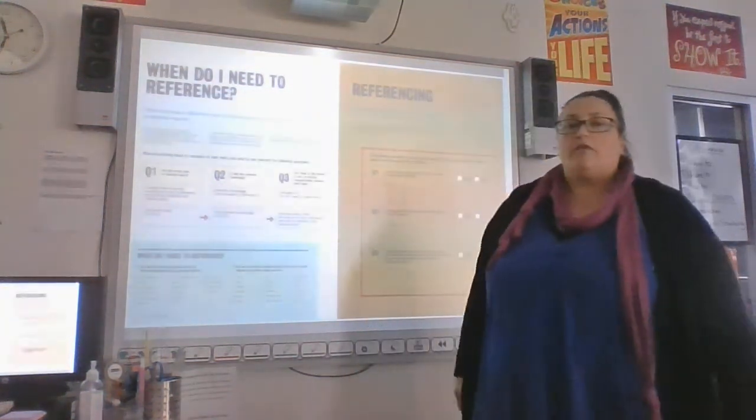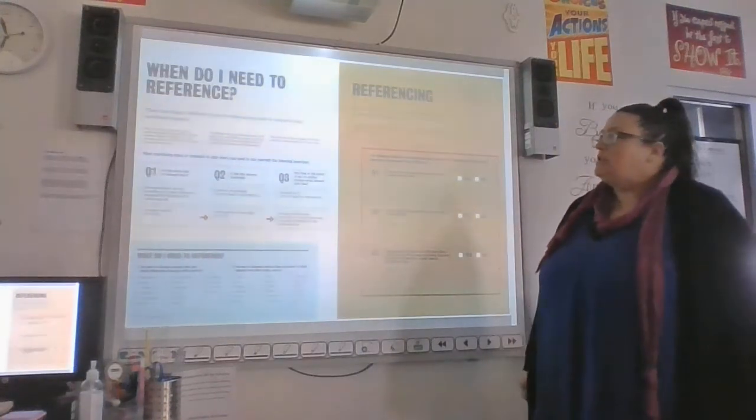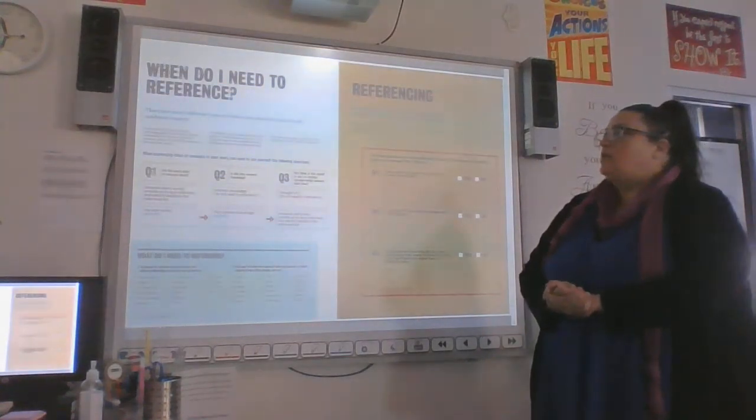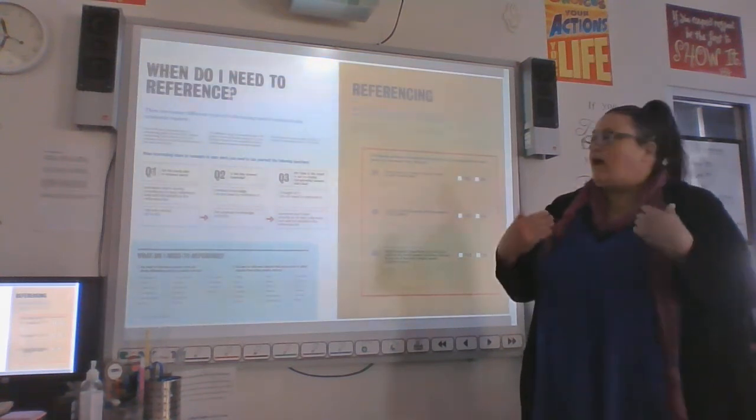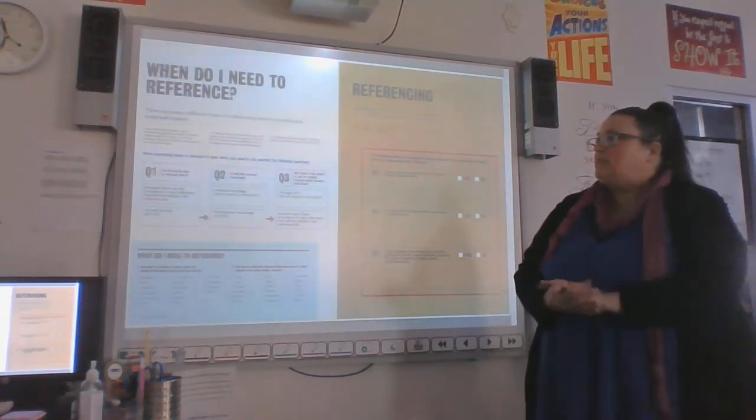Question 1 is, are the words mine or someone else's? So if you're using someone else's words to provide an in-text reference, then you need to give a complete set of details within your reference list for that if you're quoting someone else, okay?